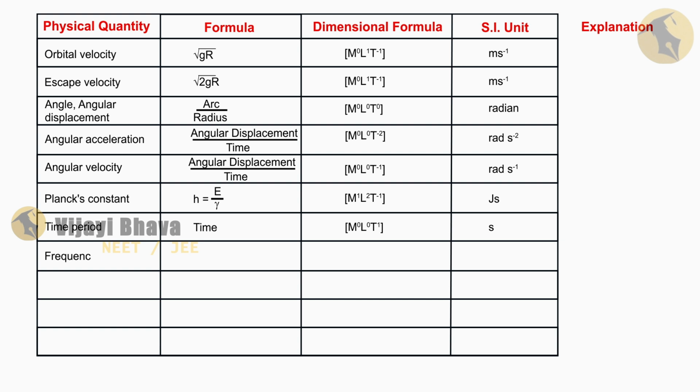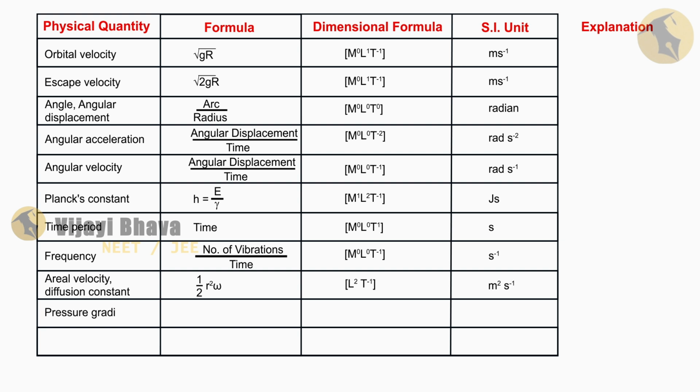Next, frequency. Frequency is number of vibrations by time. Otherwise, frequency is the reciprocal of time. So, it is T minus 1. Otherwise, M0 L0 T minus 1. Next, areal velocity or diffusion constant given by the formula half r square omega. So, its dimensional formula becomes L2 T minus 1.